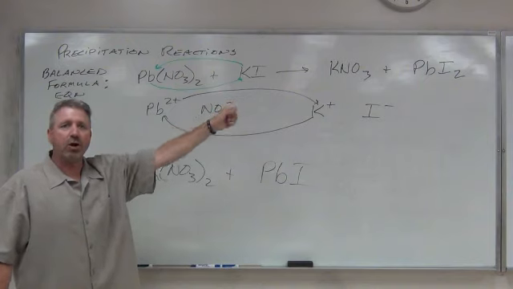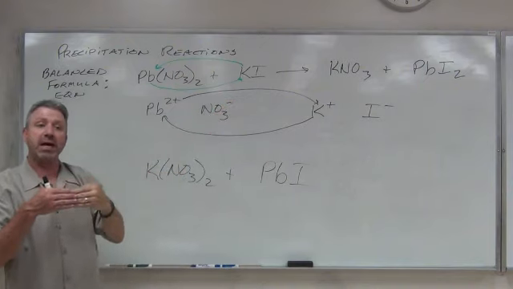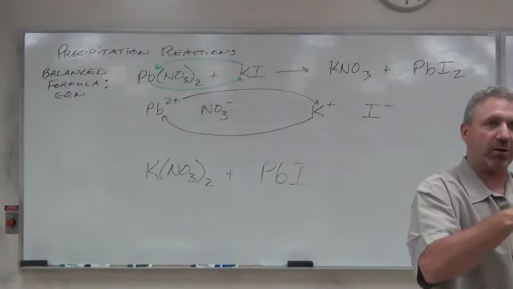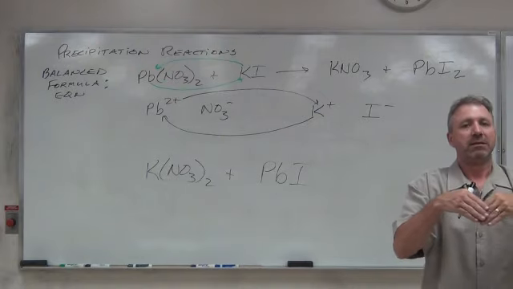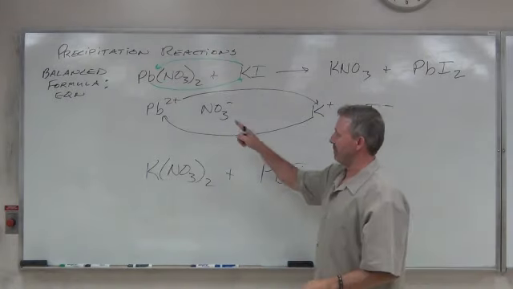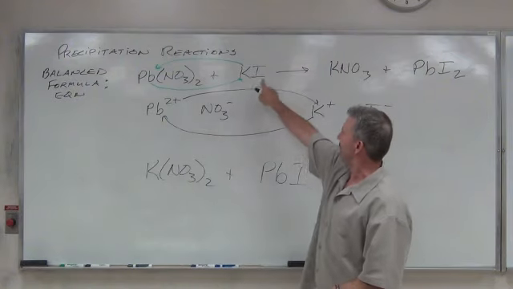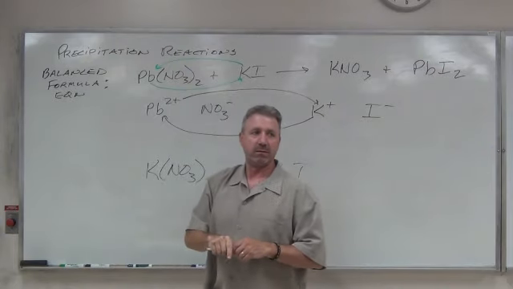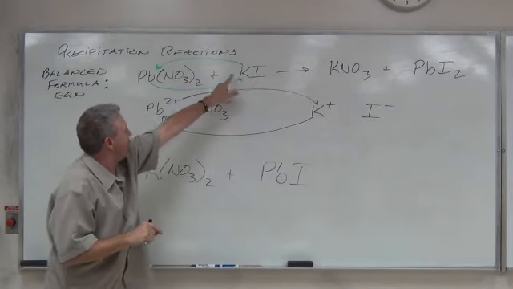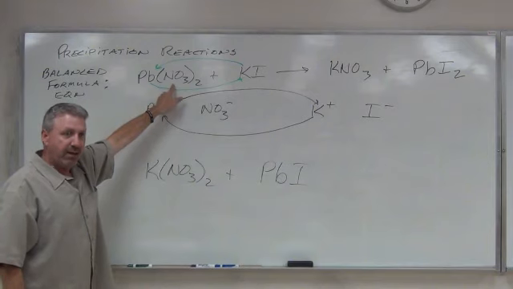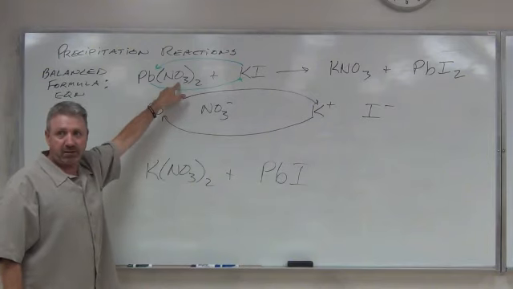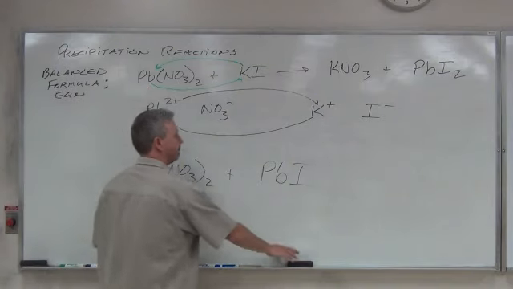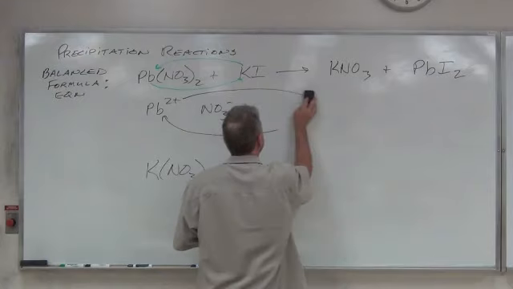Okay? You don't just swap them. Sometimes you can. If everything's +1, -1, +1, -1, you can do a straight across swap and it's going to be fine. But when you do the swap, you have to make sure to make a good neutral formula between the new partners. Okay? You're putting potassium with nitrate, not with two nitrates. Two is only because this happened to be +2. Okay. So we predicted our product.